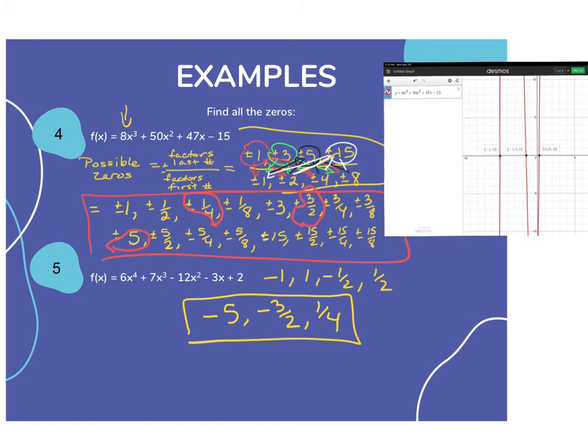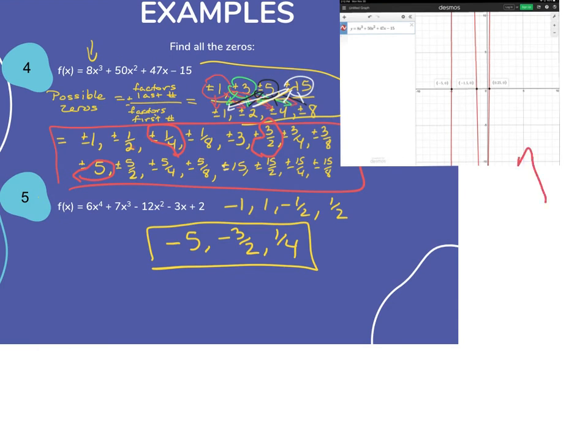Now, what I want to see in your work that's going to back up the homework, instead of expecting you to go through this list and do a whole bunch of failed synthetic division problems, key it into your graphing utility, get a zero, and do a synthetic division with one of them. You can either choose to do the -5, the -3/2, or the +1/4. So this is the work I want to see to back up your homework. So now that we found them from this graph, I'm going to do the -5. I could do either of these, it doesn't matter.